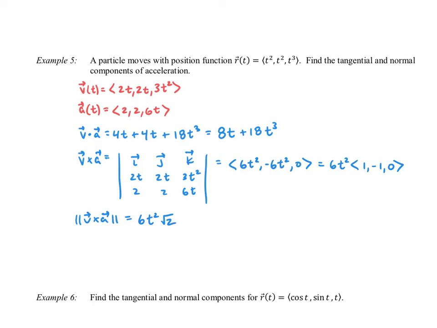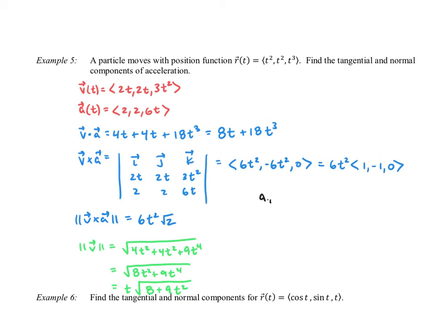We also need the magnitude of velocity. That will be the division for each of these elements. And so the magnitude of velocity is going to be the square root of 4t squared plus 4t squared plus 9t to the fourth. And we could simplify that down to 8t squared plus 9t to the fourth, and we could actually factor out a t squared and take the square root. So we could get, for this one, t times the square root of 8 plus 9t squared. Okay, I think we have all the different elements we need.